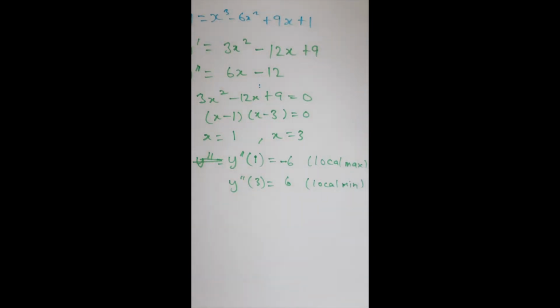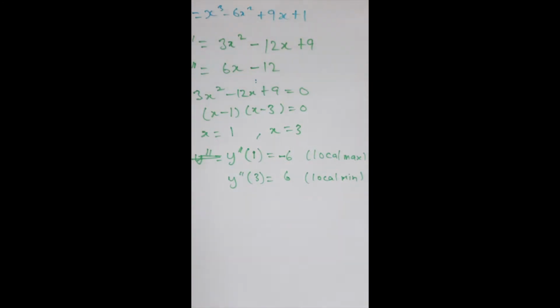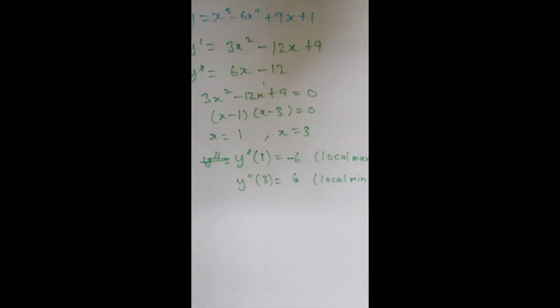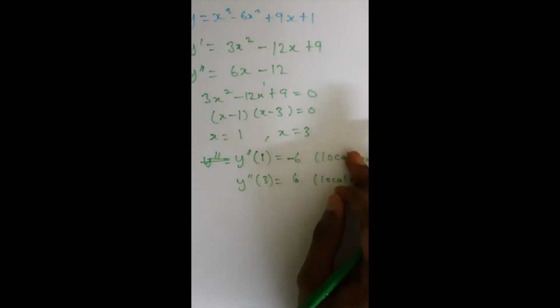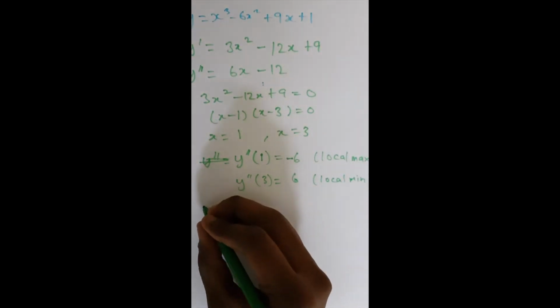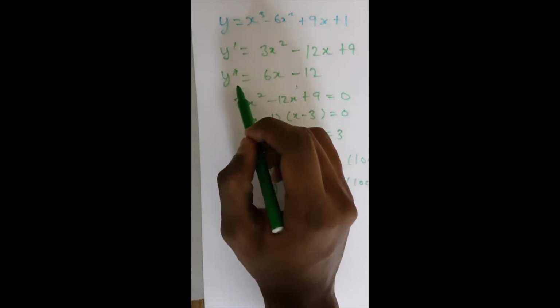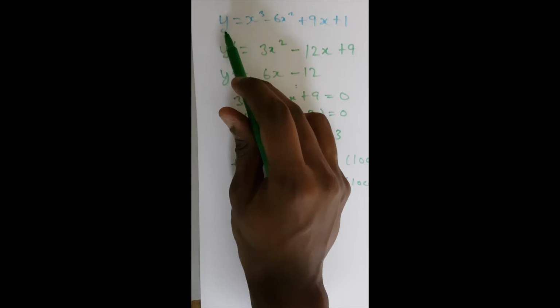So now that we found local maximum and local minimum, what we're going to do is find the y coordinate for it, because the question wants us to find all the points. So the points require x and y. So we'll go ahead and find the y coordinate. So that's simple. We're not going to use the y prime or the y double prime. We're going to use the y equation right here.